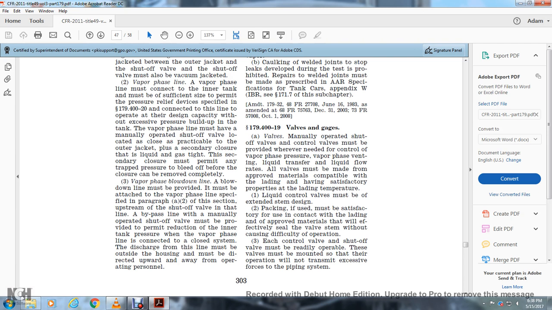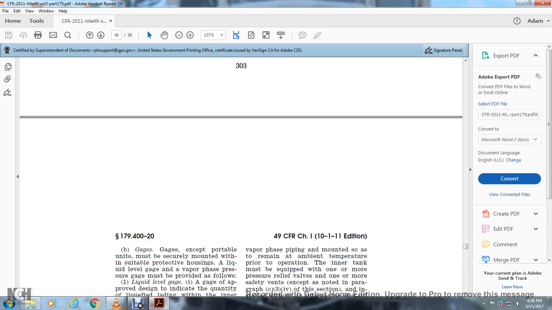The liquid control valve must be extended to the system design. Packaging if used must be satisfactory with the contact with the lading and of the approved material with which an effectively seal with the valve stem without causing difficulty in operation. Each control valve and the shutoff valve must be readily operable. These valves must be so designed that their operation will not transmit excessive force to the piping system.